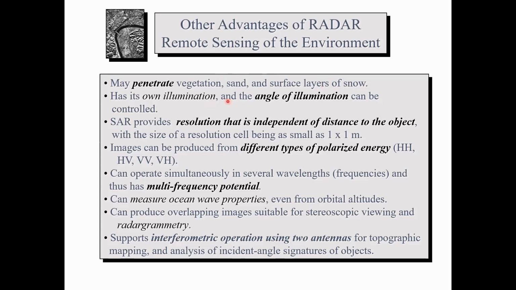So it has its own illumination and the angle of illumination can be controlled. You can just maneuver it, see what's called the look angle, and you change. Why would you want to change these look angles? Again, because you want to observe particular areas in a particular way. In the optical, you have to rely on what the sun has given you. You cannot maneuver and change the look angles. Maybe you want to illuminate a particular area better. You can modify and change the look angles.